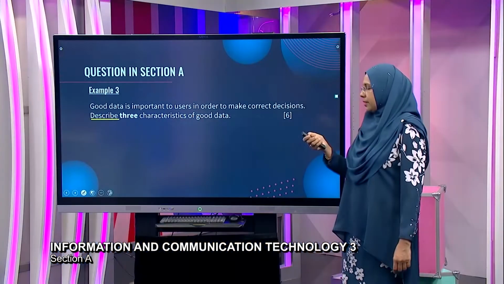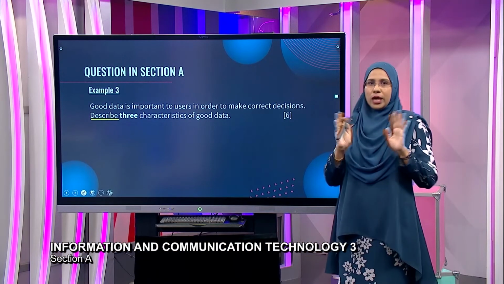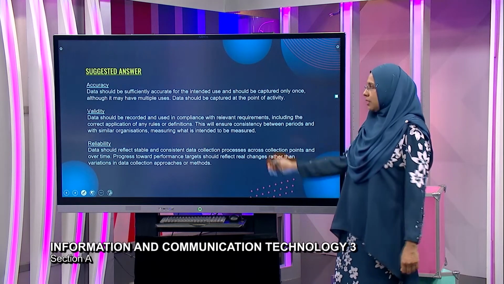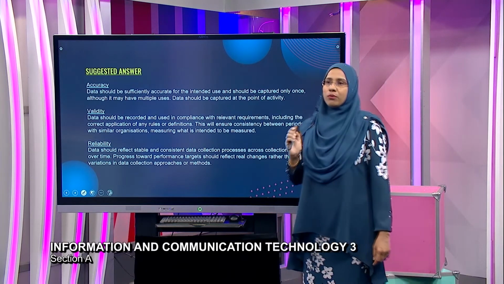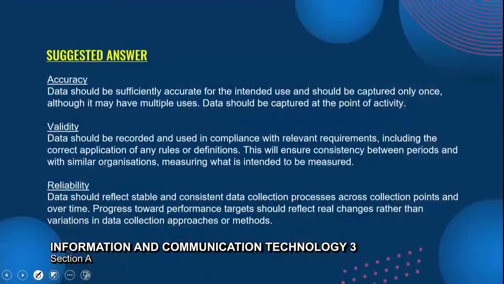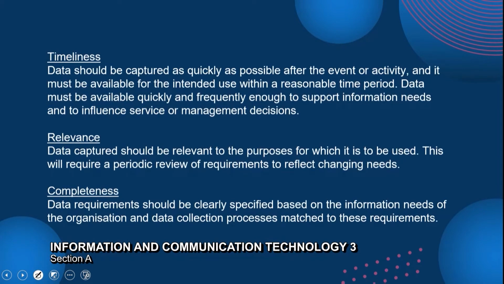All right. Okay, so how to write? Again, no essay, please. No essay. So you write something like this. Okay, you state the characteristic of good data. Okay, accuracy. So what is accuracy? You write the point for accuracy. And then next, validity. So what is validity? You write the points for validity. And then so on. Okay, I give more: timeliness, relevance, completeness. Okay, so this is how we write.